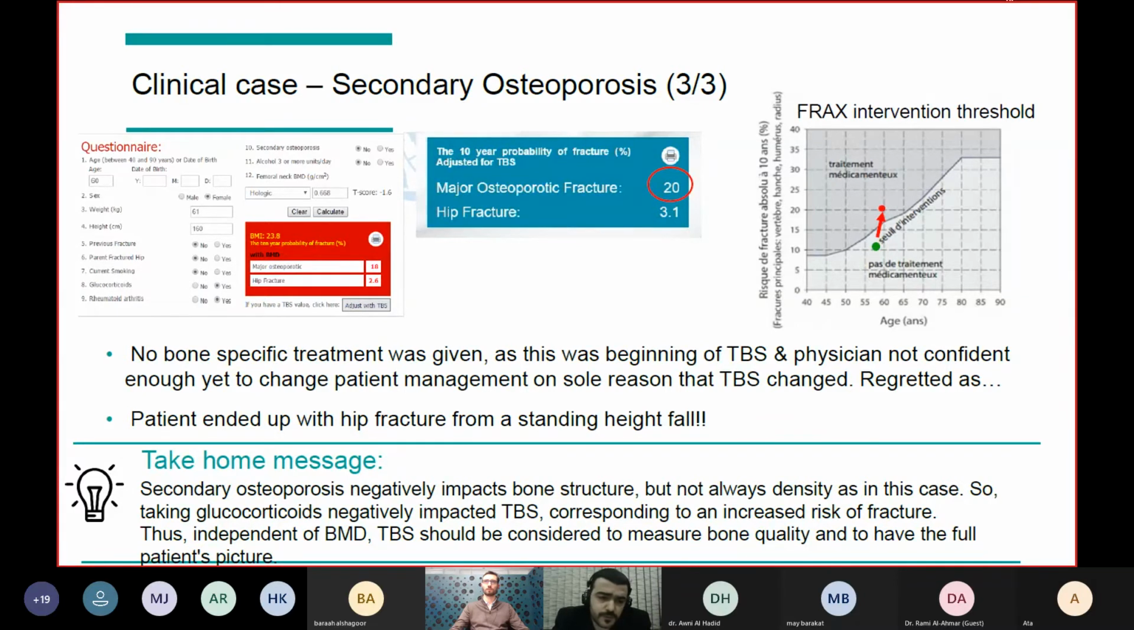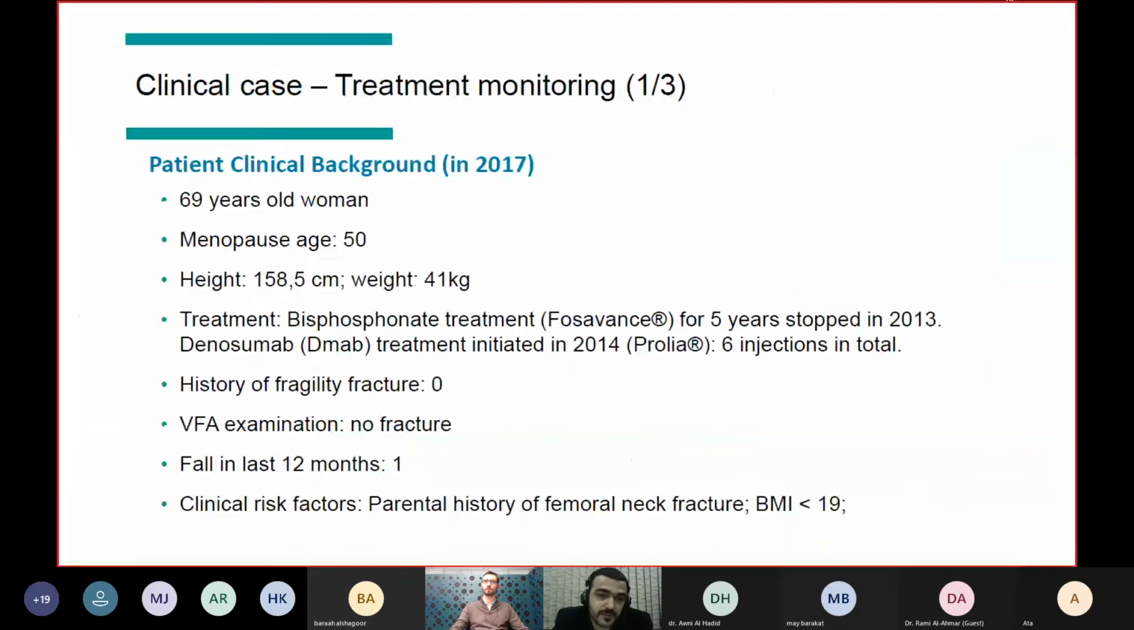So secondary osteoporosis negatively impacts bone structure, but not always density, as in this case. Here the density was stable, but the sole factor decreasing was the TBS. The patient ended with a hip fracture. Taking glucocorticoids negatively impacted TBS, corresponding to an increased risk of fracture. Thus, independent of BMD, TBS should be considered to measure bone quality and have the full patient picture.